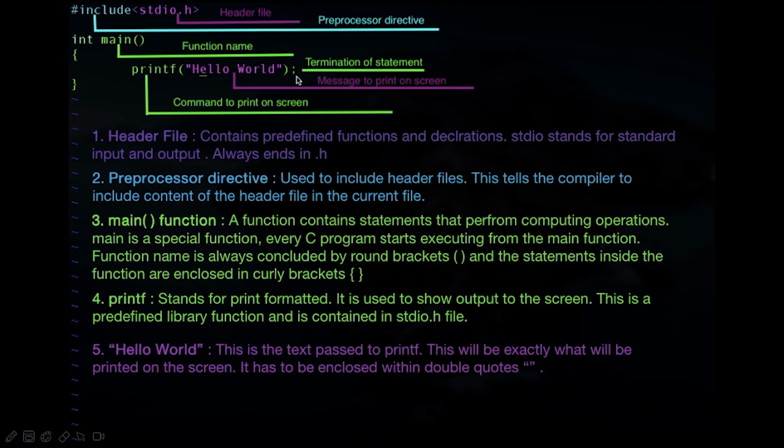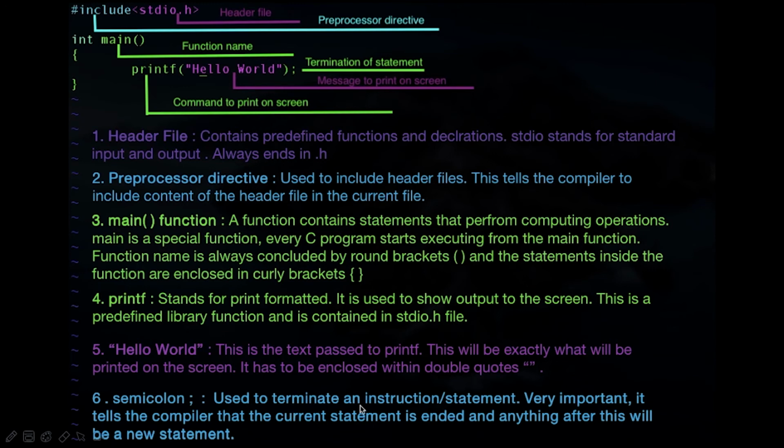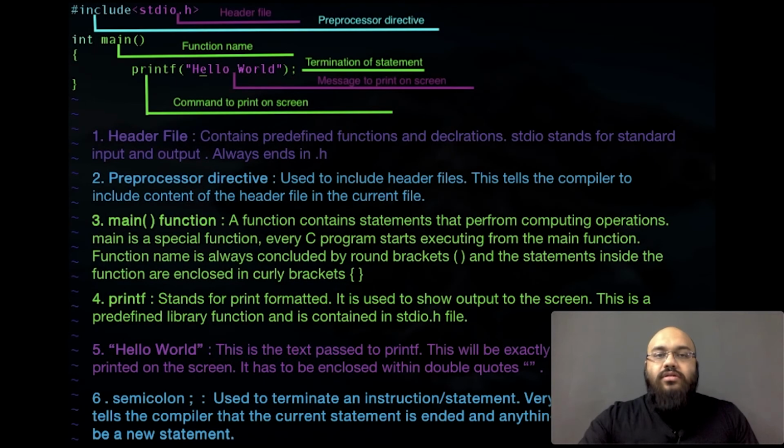This is the syntax. Now again, there is the termination of the statement, this semicolon. The semicolon is used to terminate an instruction or statement. Very important. It tells the compiler that the current statement has ended and anything after this will be a new statement. So after every statement we write, we will end it using a semicolon. So the semicolon is very important. If you miss this semicolon, the compiler will not know when to end and when not to end, and this might cause a problem.